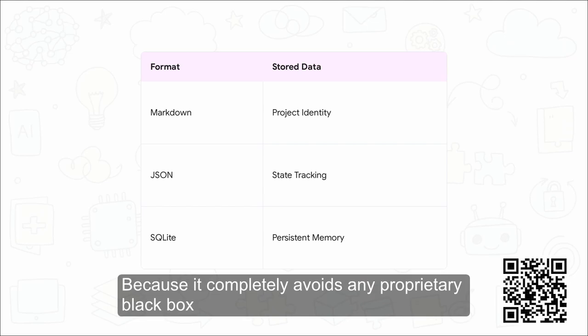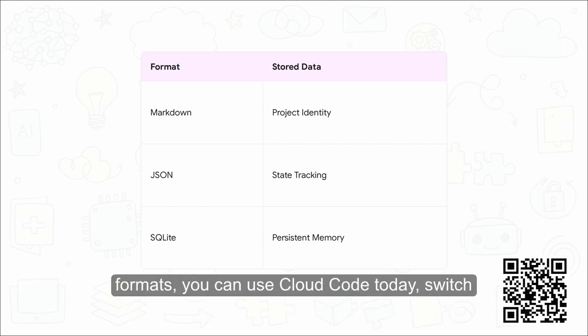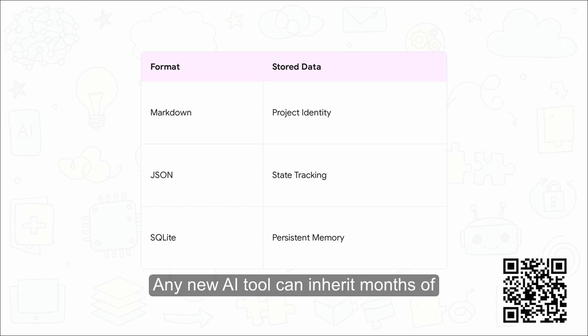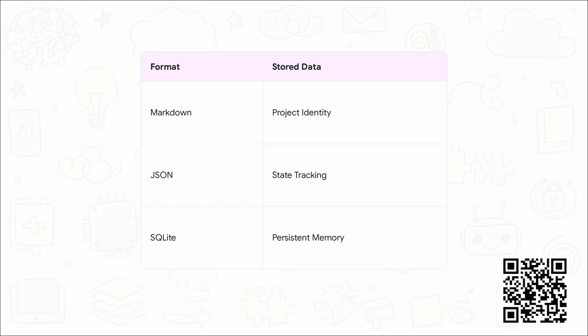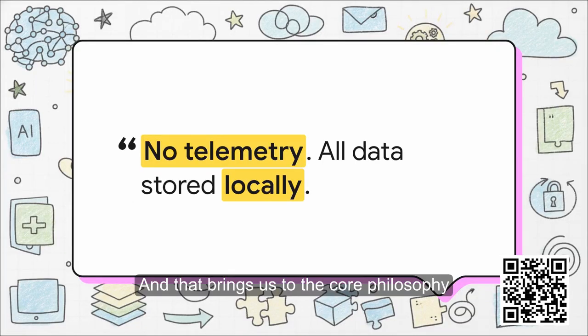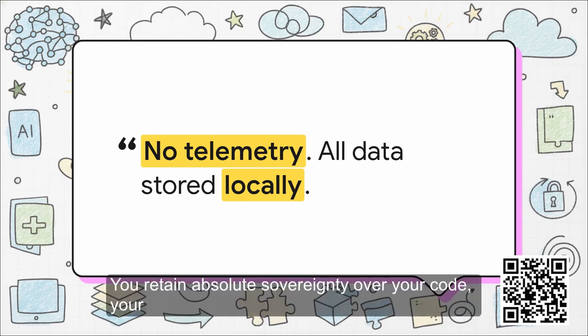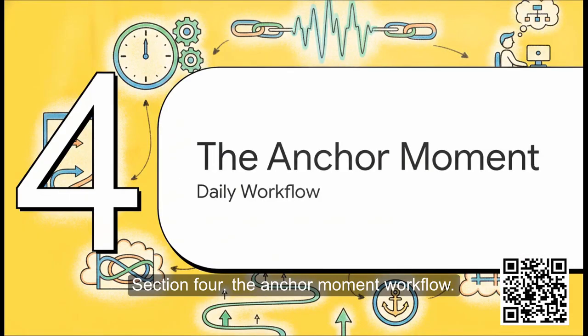Because it completely avoids any proprietary black box formats, you can use Claude Code today, switch over to the Gemini CLI tomorrow, or even run local models entirely offline using a llama. Any new AI tool can inherit months of deep, complex project knowledge in literally 30 seconds. And that brings us to the core philosophy driving this whole tool. Quote, you own your context. You aren't rented to a provider. End quote. You retain absolute sovereignty over your code, your architectural decisions, and your project's entire history. Period.